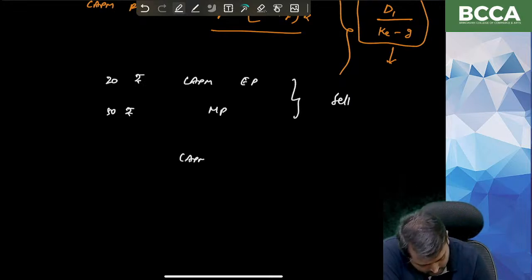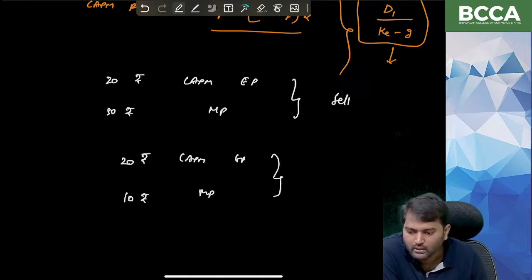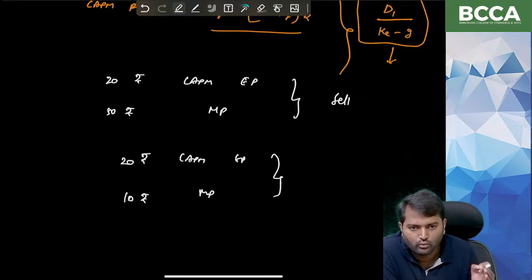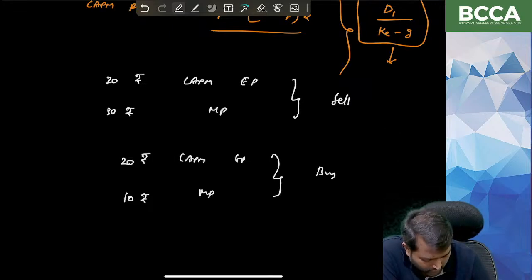Next. CAPM equilibrium price is 20. But the market price is 10. As per your theory, the security worth is 20, but in the market the price is 10. What you are going to do? You are going to buy.